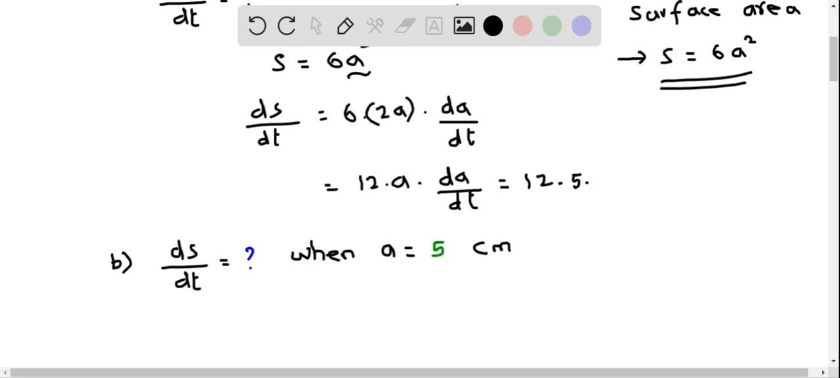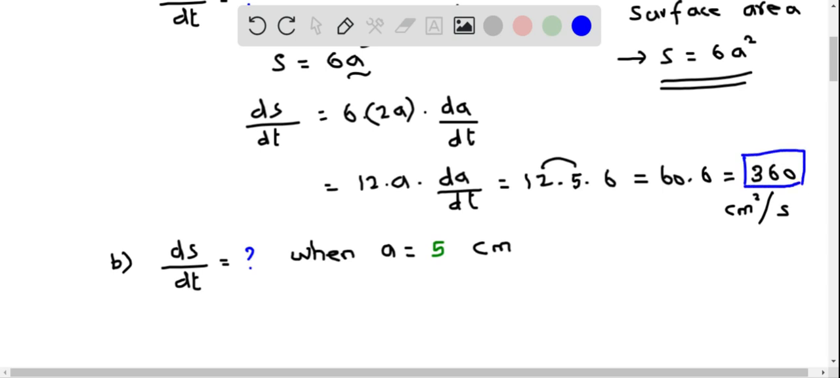Just multiply this by 6. And so this becomes 12 times 5 is 60, and 60 times 6 is 360, and its unit is centimeter square per second. And so therefore the surface area is changing at the rate of 360 centimeter square per second.